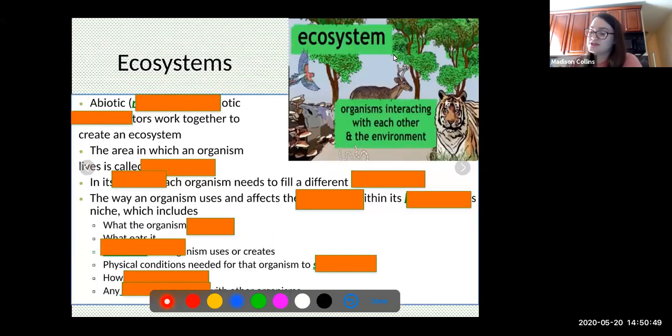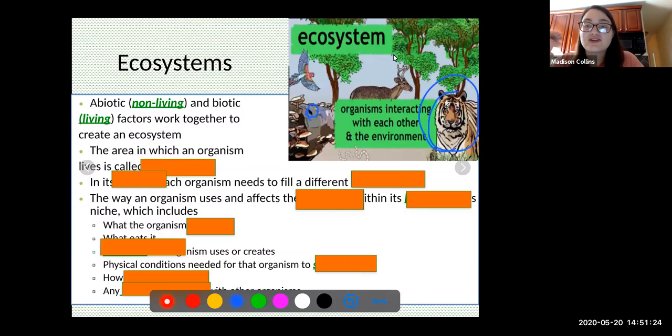Okay, so let's review some definitions before we go any deeper. The first thing I want us to review is the concept of ecosystems. We mentioned this at the beginning. This is organisms interacting with each other and the environment. The first thing you need to know is that abiotic, which are non-living factors, and biotic, or living factors, are working together to create an ecosystem. So something like a tiger right here could be interacting with this rock that we see over here, and that's going to be creating some sort of ecosystem. So it's the living tiger and the non-living rock working together in the environment.